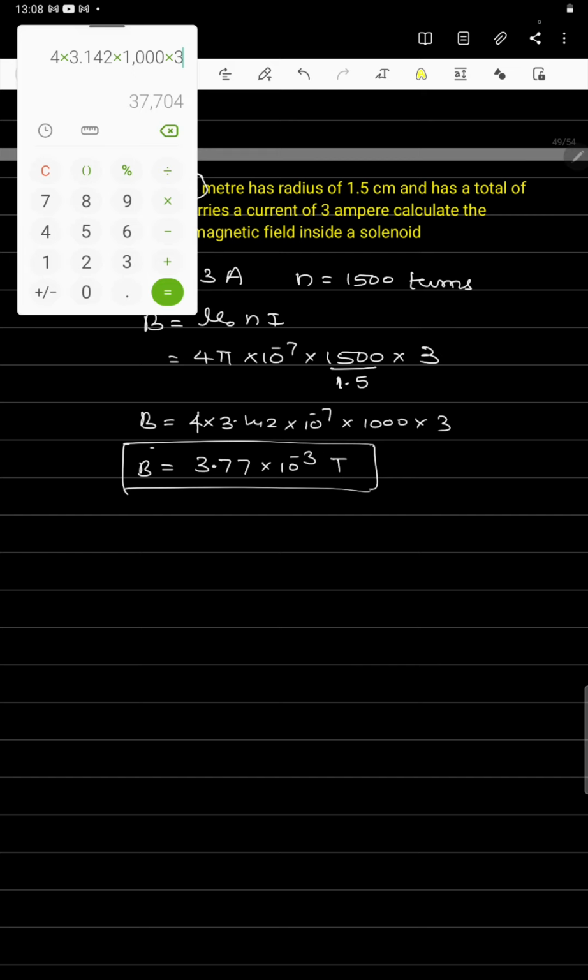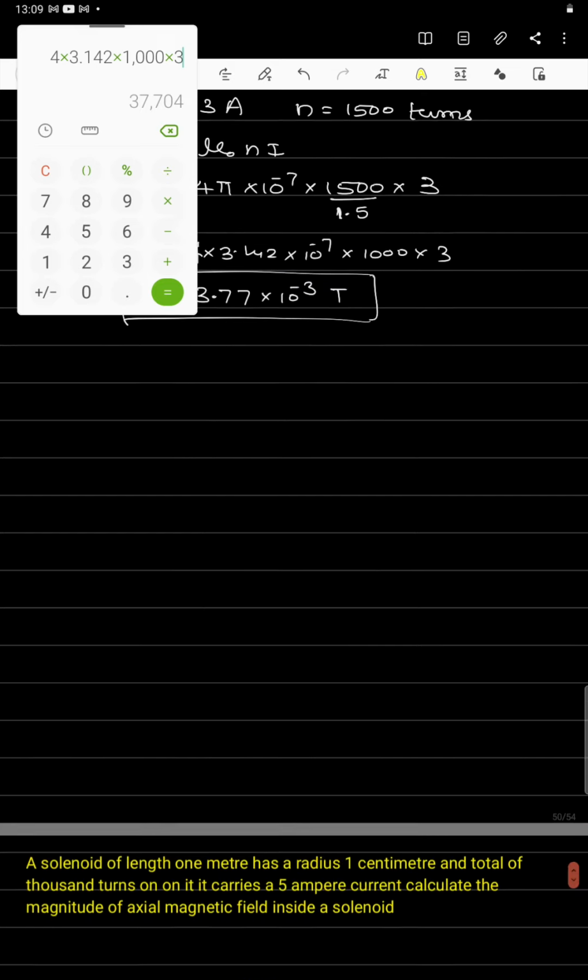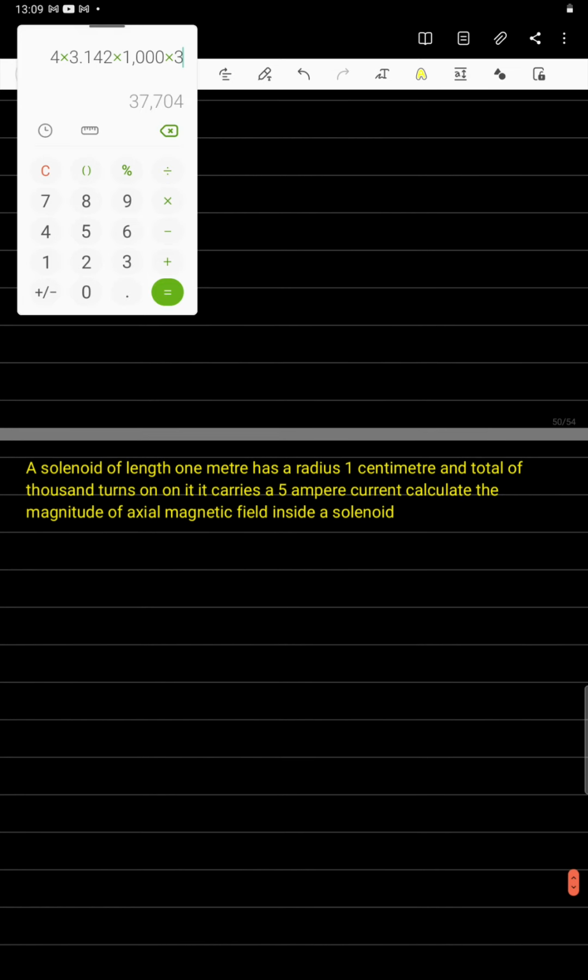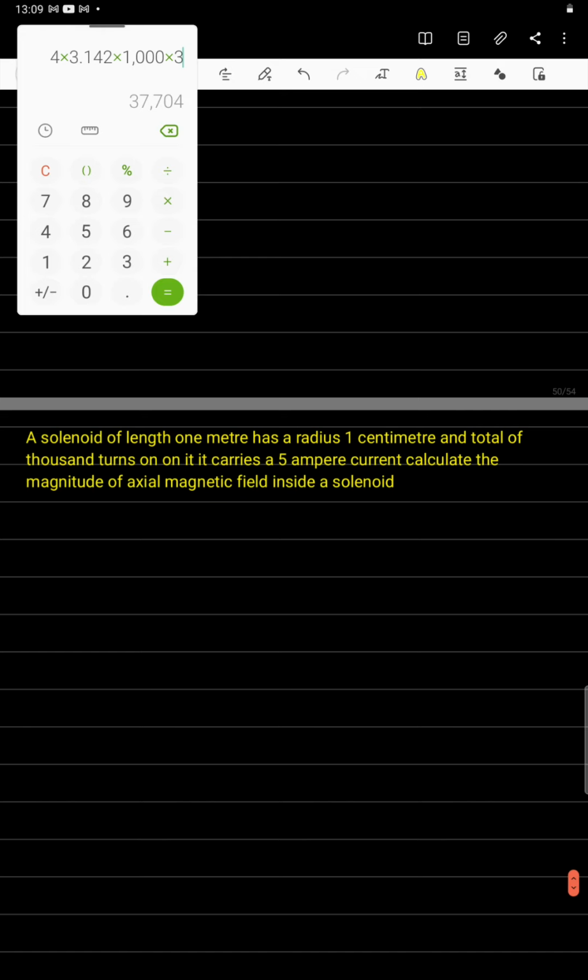And now we'll take the next question. A solenoid of length 1 meter has a radius of 1 centimeter and the total number of turns is 1000 turns. It carries a 5 ampere current. Calculate the magnitude of axial magnetic field inside the solenoid.